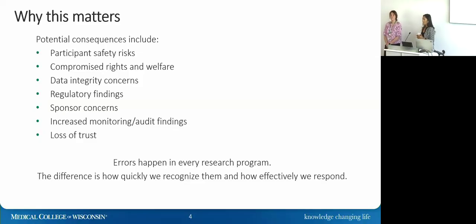So not to say that mistakes shouldn't happen. Errors happen in every single research program. We always say the perfect trial has yet to be written and the perfectly run trial has yet to be done. And I have some QA background, that is her jam. And if we do a QA review and don't find anything wrong, that actually makes us more concerned because we're human doing human participant research. So the difference is how quickly do we recognize when things go wrong and how effectively do we respond to them?